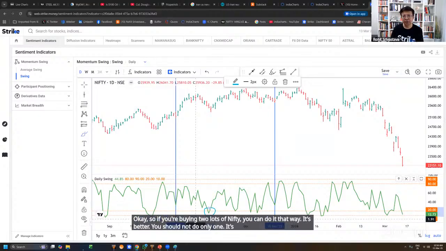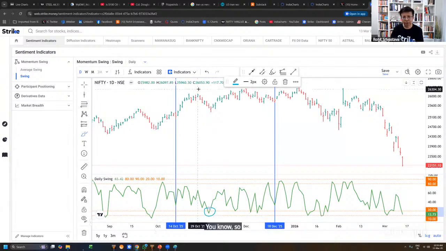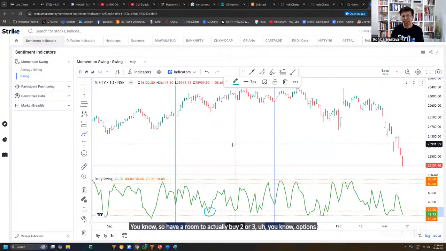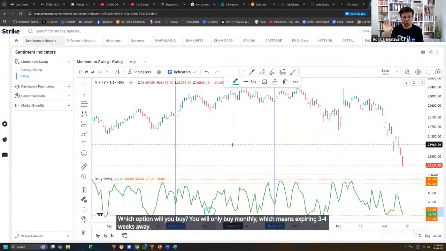It's usually ideal that you do three or four lots in a trade, because that allows you to position size into a bottom or a top very nicely. So do have room to actually buy two or three options. Which option will you buy? You will only buy monthly, which means expiring 3-4 weeks away. You will not buy weekly options.